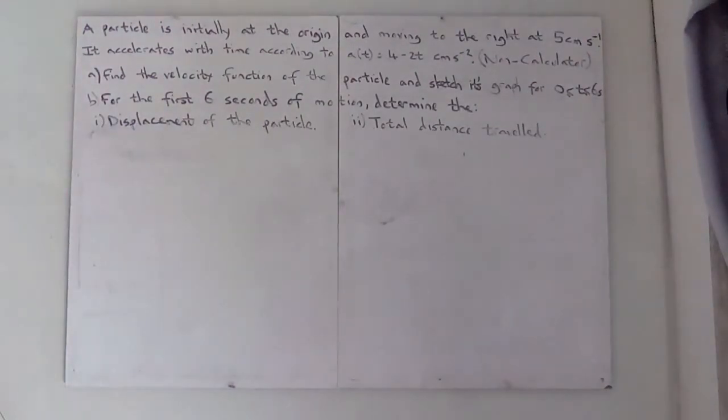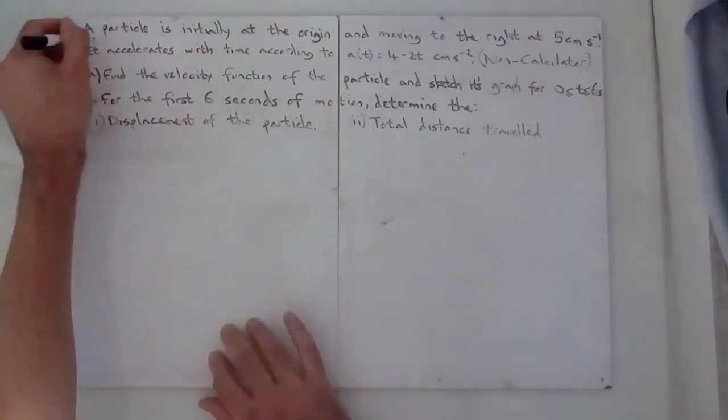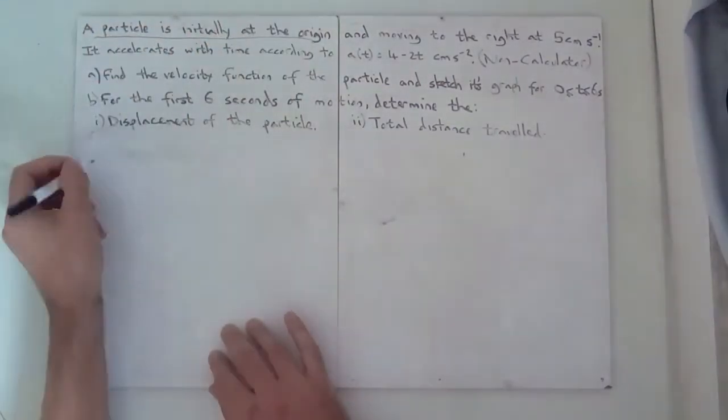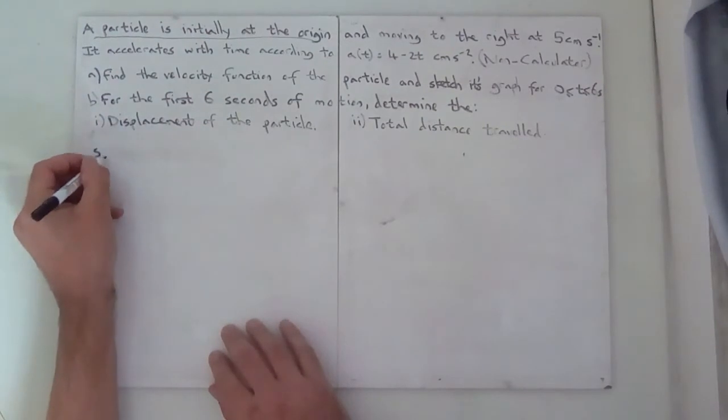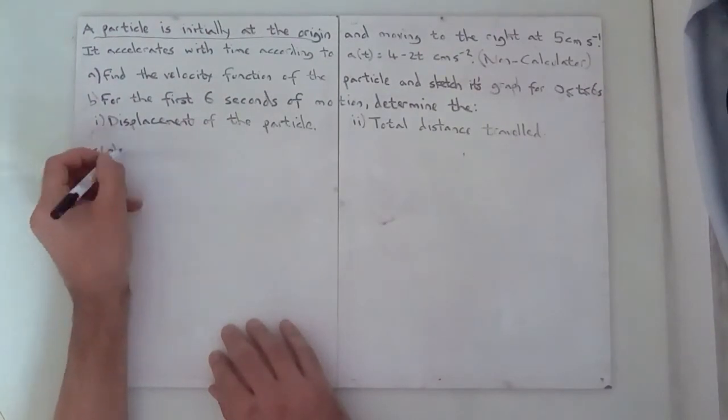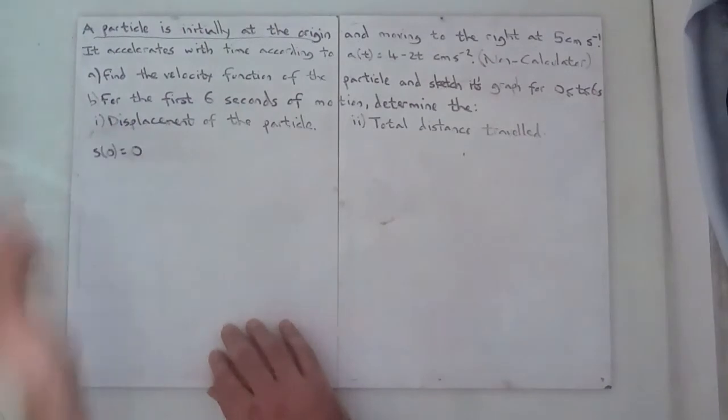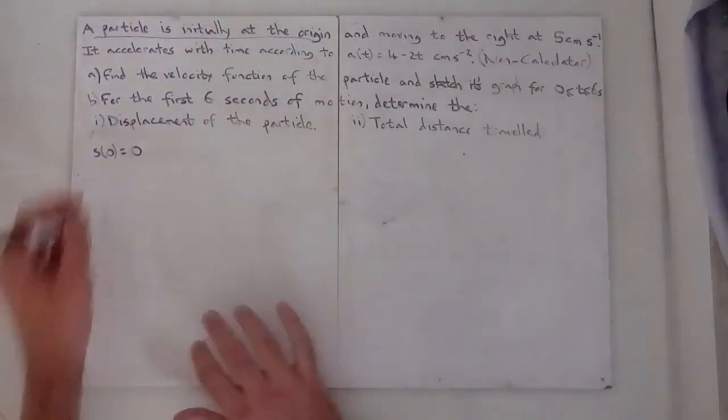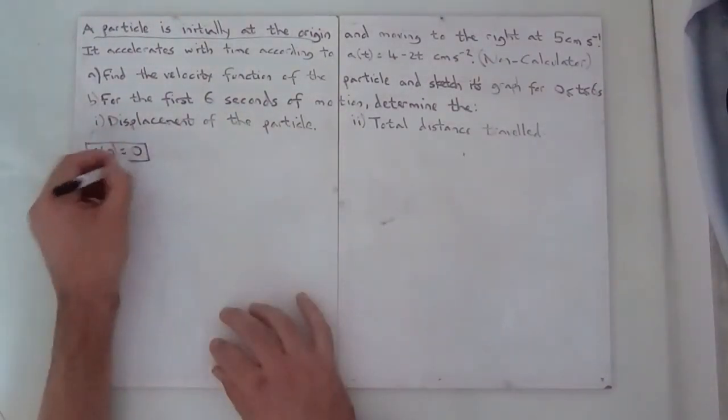And we need to, for the first 6 seconds of motion, determine the displacement of the particle and the total distance travelled. So there's quite a lot of information in that first bit actually. It says a particle is initially at the origin. So that is telling us that s0, the original position, equals 0. That's a useful piece of information straight away.